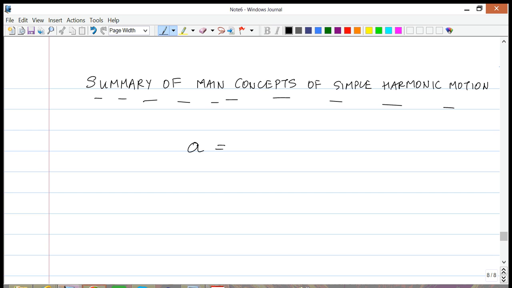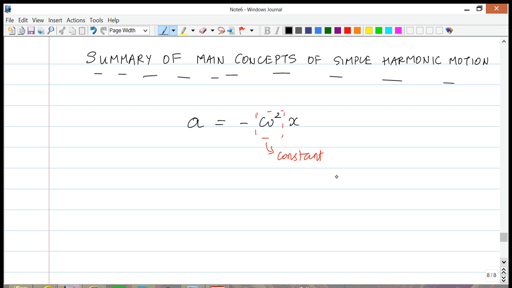if you can show that the acceleration for the object, for whatever thing that is moving, is in this form, minus omega square x, where omega is a constant. That's it. We just write it in this manner. All this is a constant. So if the acceleration is dependent on the position linearly, then we know that the motion will be simple harmonic. So if a equals all this, then we know that the motion is simple harmonic motion.